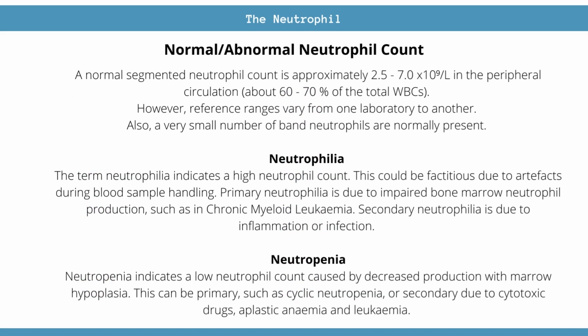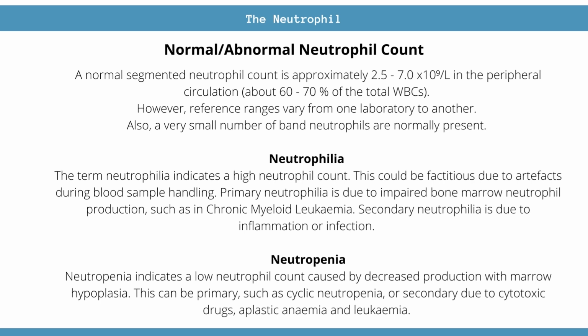A normal segmented neutrophil count is approximately 2.5 to 7.0 times 10 to the power of 9 per liter in the peripheral circulation. They comprise about 60 to 70% of the total white blood cells. Also, a very small number of band neutrophils are normally present.